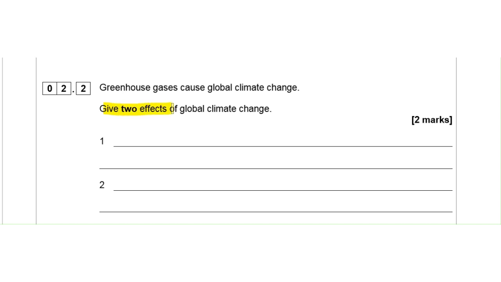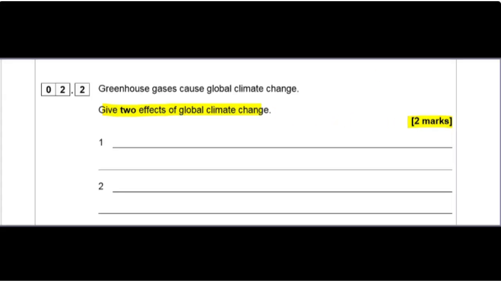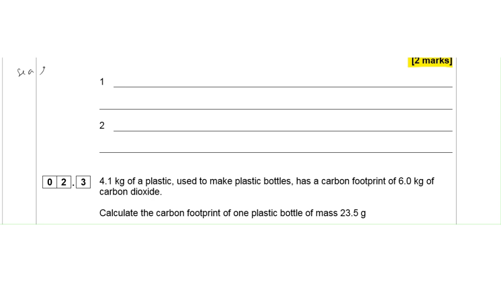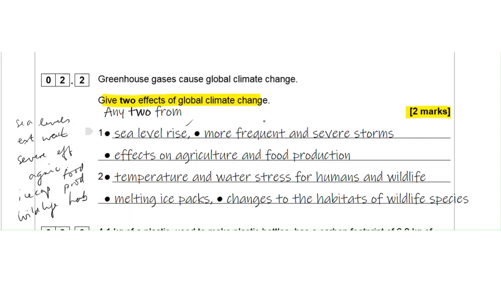2.2. Greenhouse gases cause global climate change. Give 2 effects of global climate change for 2 marks. This is a bog standard. You've just got to learn these, and there are quite a few to pick from. Could have rising sea levels, extreme weather conditions, severe effects on agriculture and food production, melting ice caps, and the destruction of wildlife habitats. Pick any two for 2 marks.